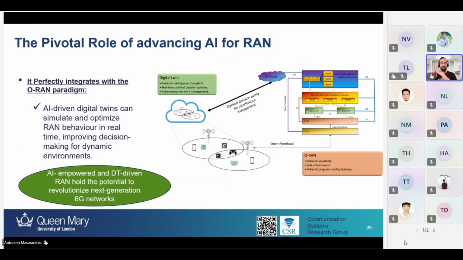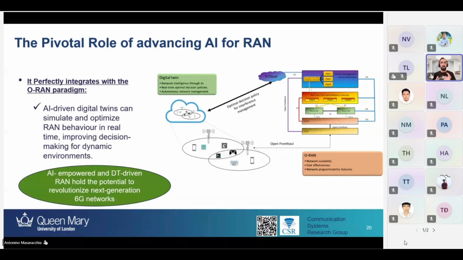And this is a perfect match with the ORAN architecture, because what ORAN is going to provide, at its core, is openness of interfaces, which will facilitate the digital representation of the networks. At the same time, the digital twin is going to provide the possibility of intelligence, which is another important aspect of the ORAN architecture.